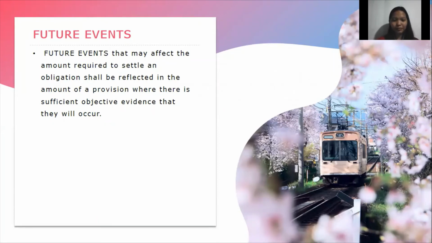Example, the penalty of environmental damages may be affected by a legislation. If a new law regarding the increase of a penalty in that obligation will be enacted, it is only anticipated when that law is virtually certain that it will be enacted. Otherwise, it's not appropriate to anticipate it.